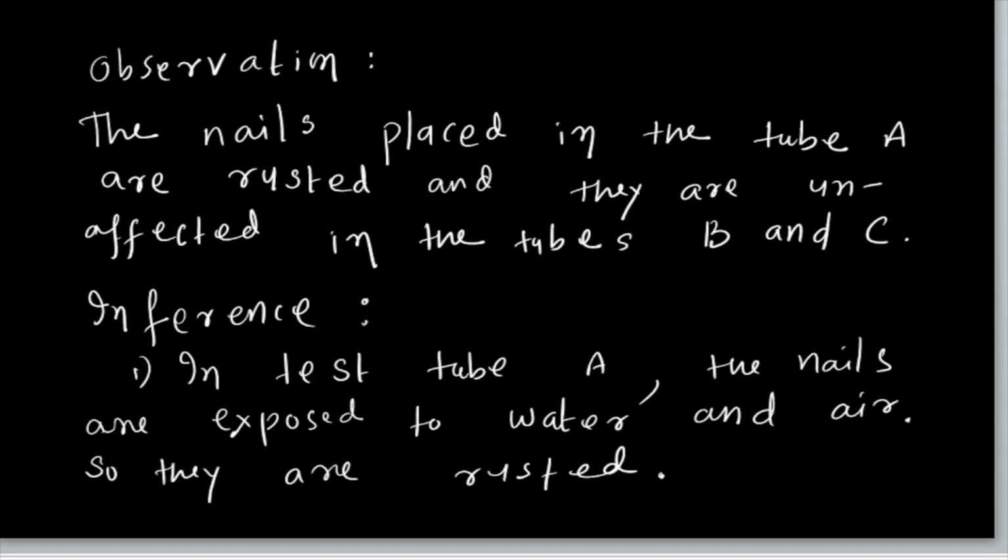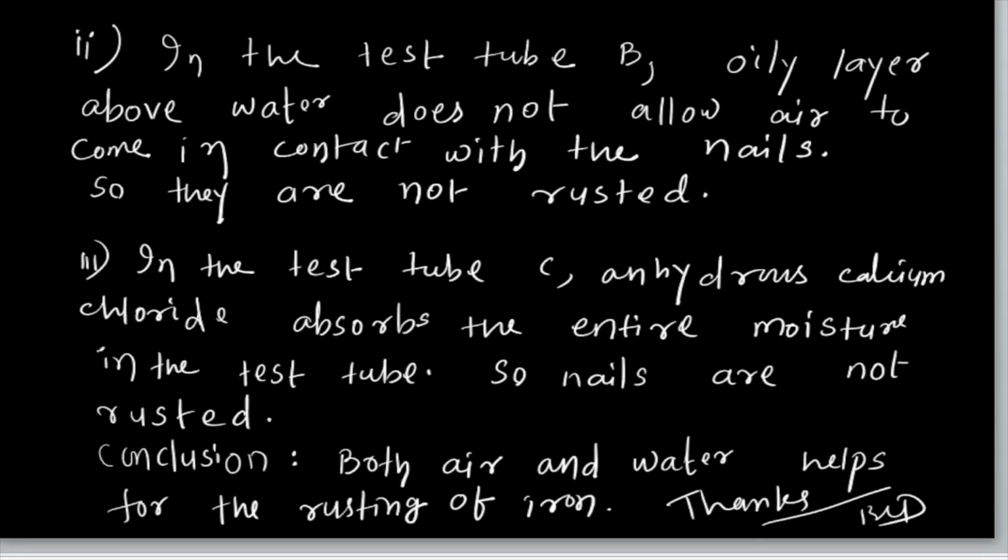Then inference, what is the meaning? What is the conclusion? In test tube A, the nails are exposed to water and air, because it is simple water. The water contains oxygen and itself it contains liquid water. So water and air both are helpful for rusting. If you go to the second test tube, the oily layer above water does not allow air to come inside the water. So the nail never comes in contact with the air and also water, and so it is not rusted.